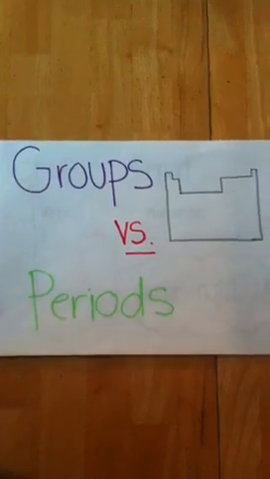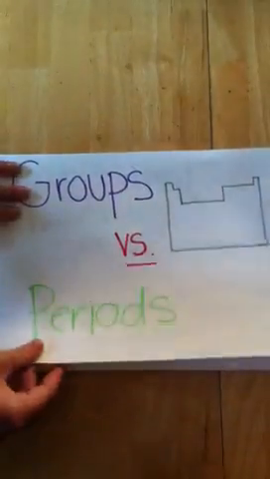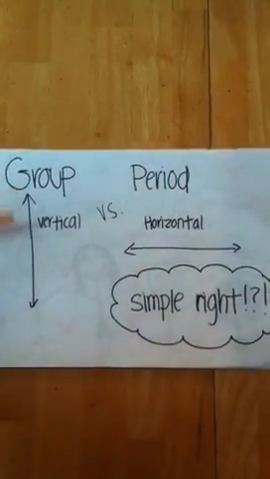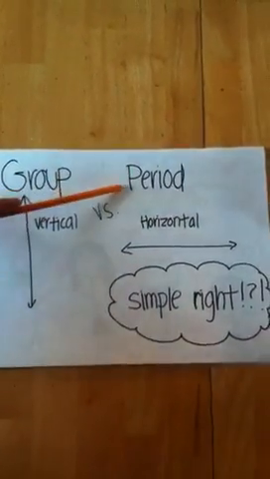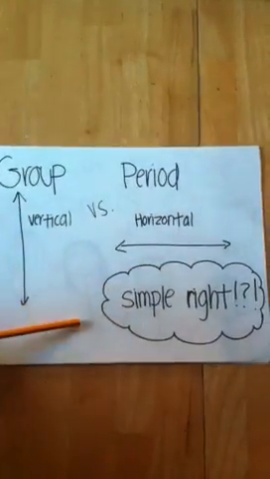And we will be talking about groups versus periods on the periodic table. So to simply put it, a group on the periodic table are the vertical columns, and a period on the periodic table are the horizontal rows. Pretty simple, right?